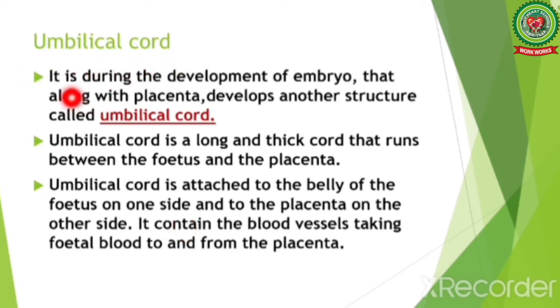Umbilical cord. It is during the development of the embryo that along with placenta develops another structure called umbilical cord. Umbilical cord is a long and thick cord that runs between the fetus and the placenta. It is attached to the belly of the fetus on one side and to the placenta on the other side. It contains the blood vessels taking fetal blood to and from the placenta.